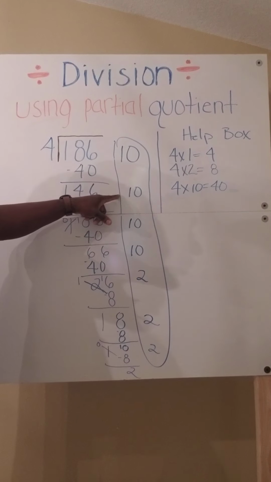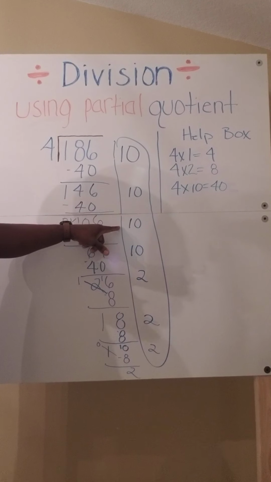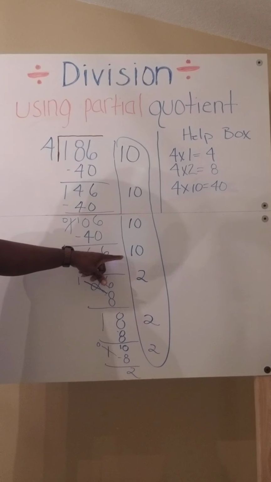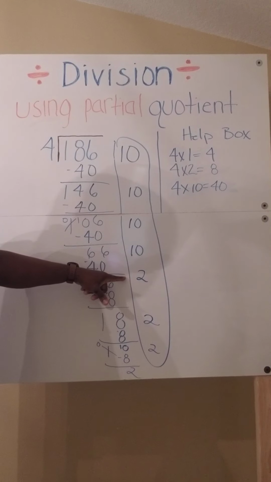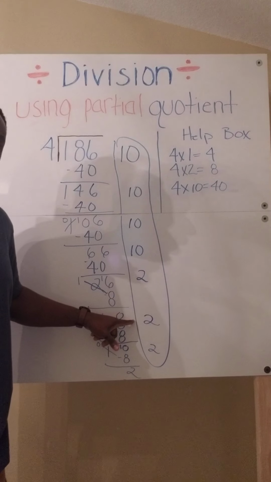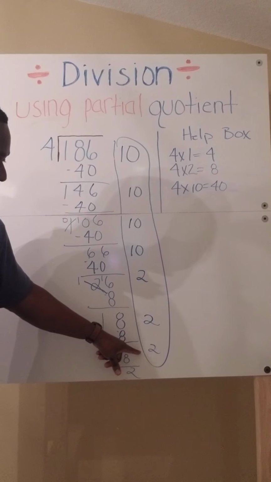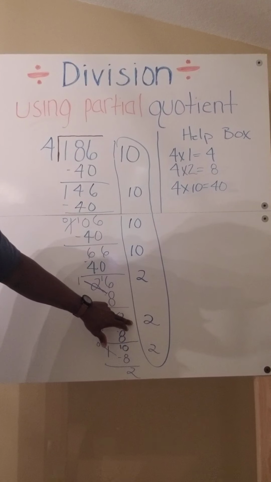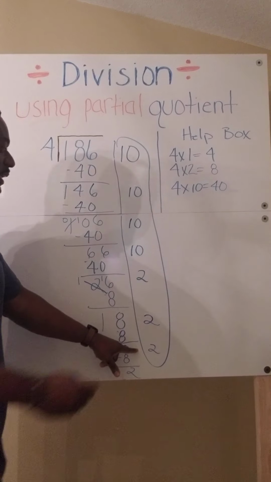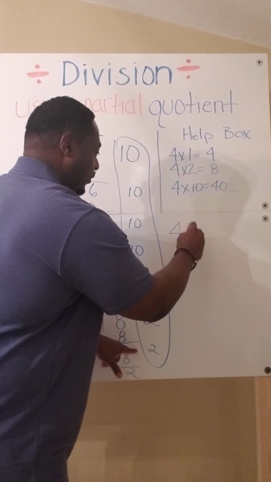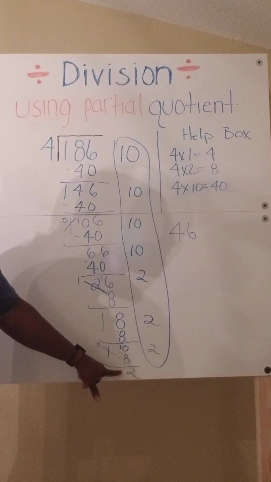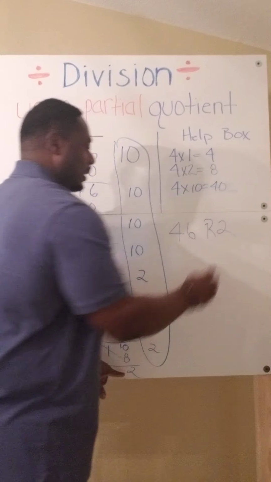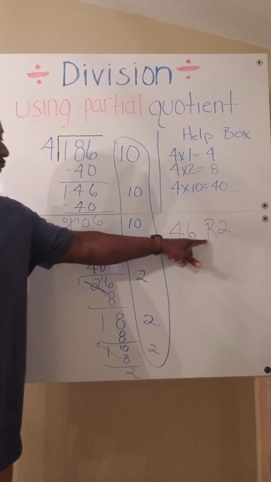10 plus 10 will give me 20. Plus another 10 will give me 30. Plus another 10 will give me 40. Plus 2 will be 42. Another 2 will be 44. Plus another 2 will be 46. So this will be 46. And don't forget we had 2 left over, so that's going to be my remainder. So my answer is going to be 46 with a remainder of 2.